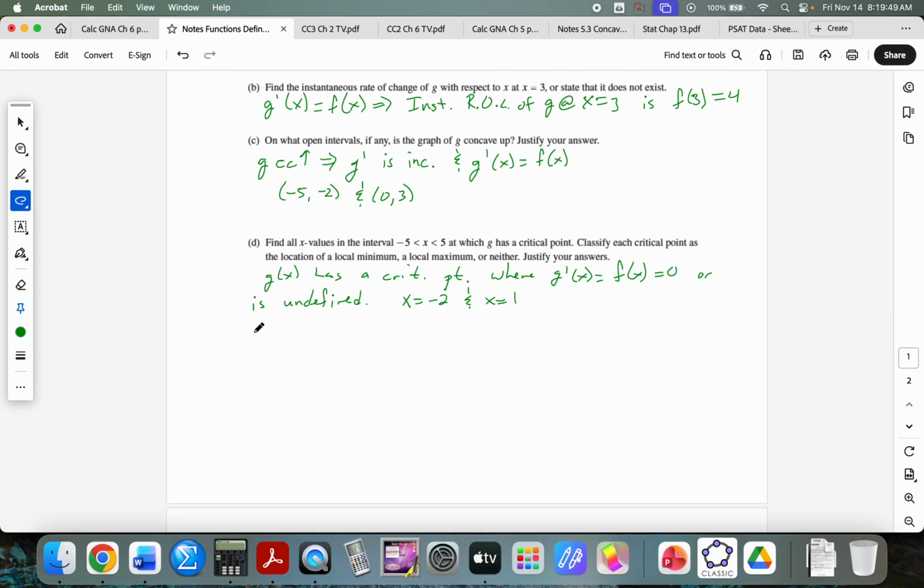So at x equals negative 2, g has neither, because g prime of x does not change sign.